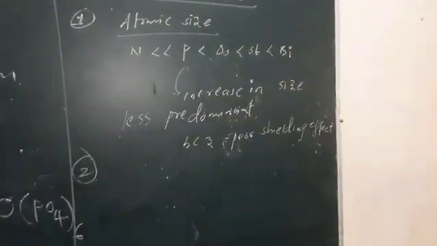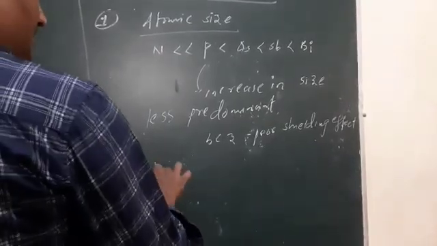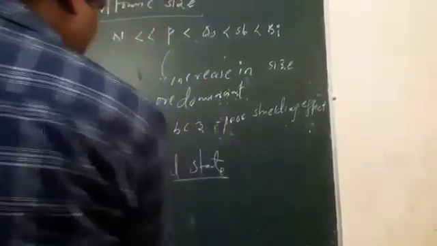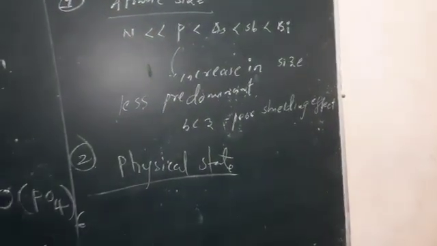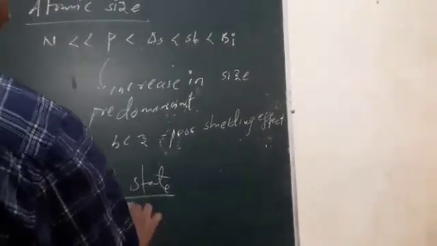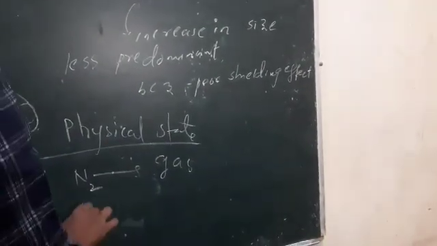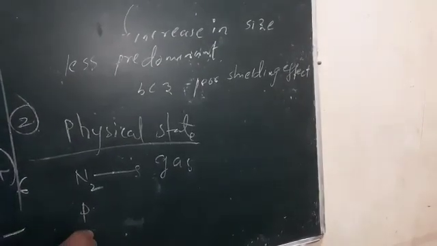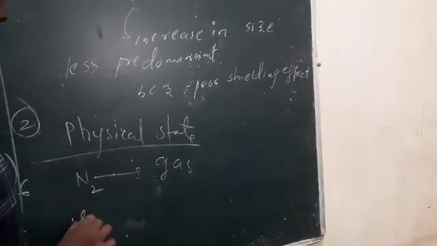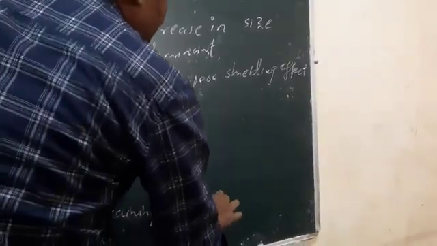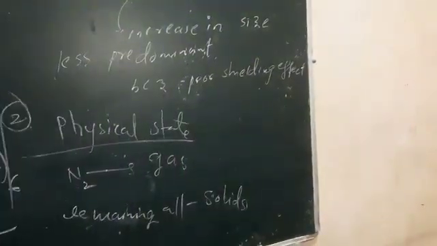Next, physical state. Here nitrogen is a gas, and phosphorus and all the remaining elements are solids.